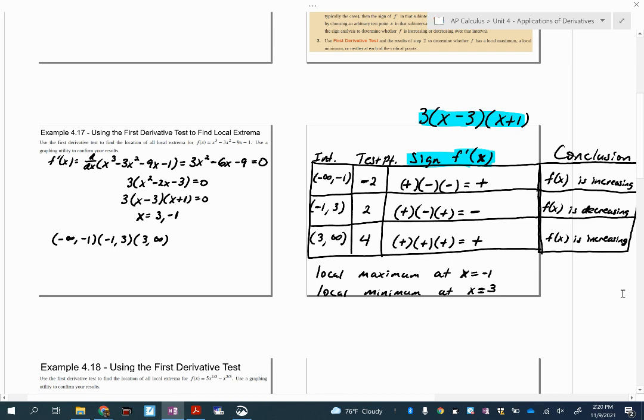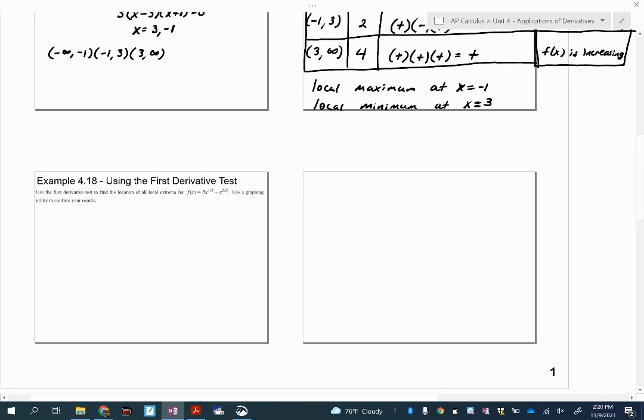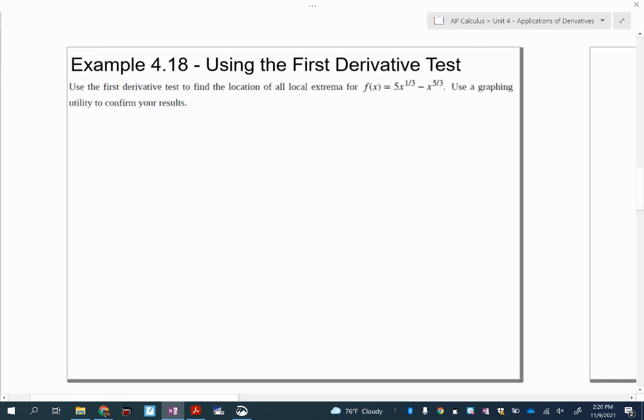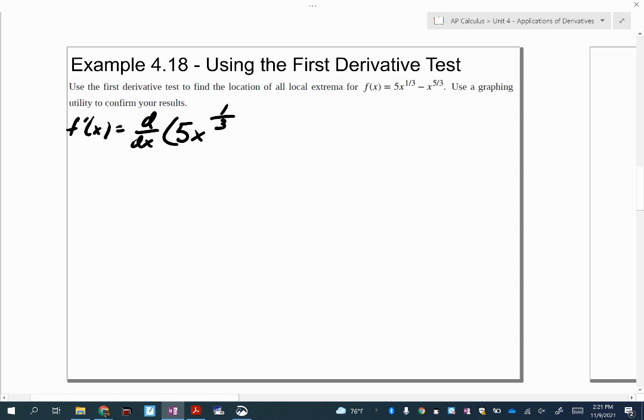Okay? So we're going to do exactly the same thing with one more example. So I'm going to first find the derivative. So f prime of x is d/dx of 5x to the 1/3 power minus x to the 5/3 power.